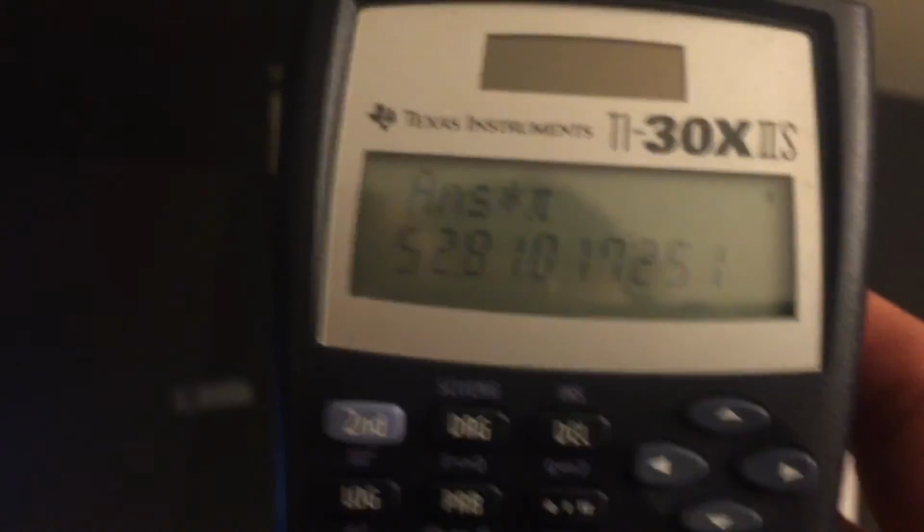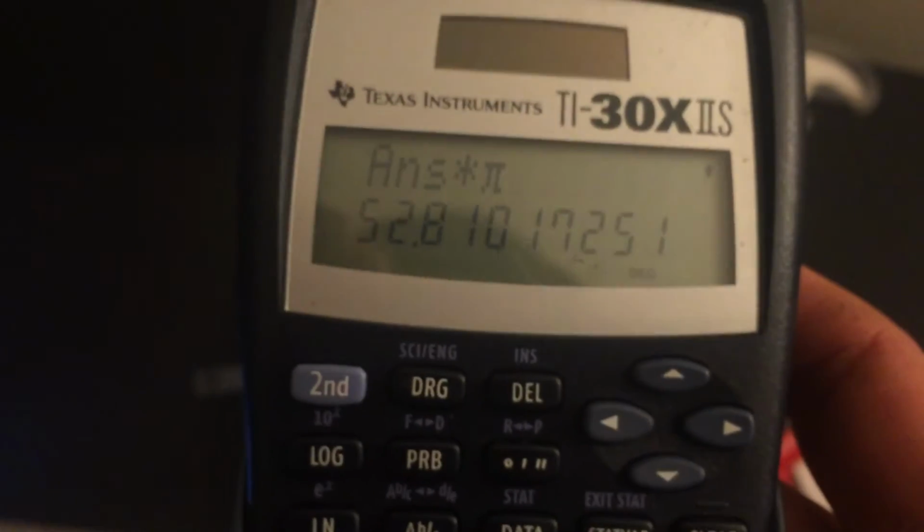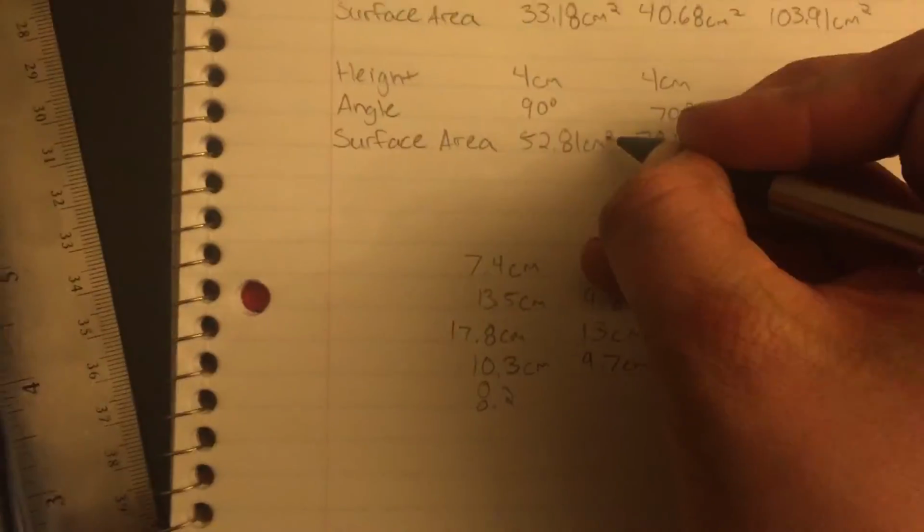Yeah, so this is also about 8.2. So, 8.2, or just cut that in half. So, it'll just be radius squared. So, 4.1 squared times pi equals 52.81. So, I mean, that's the results.